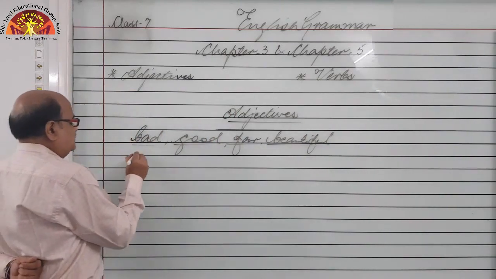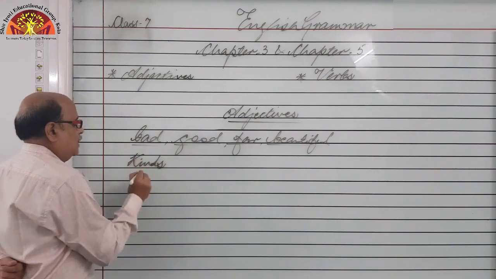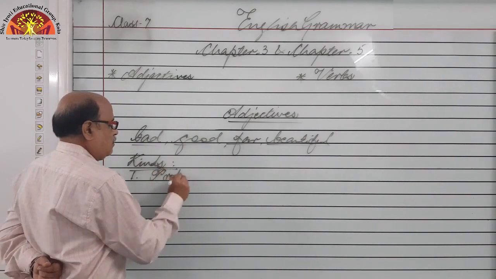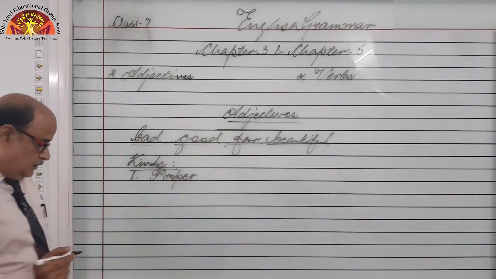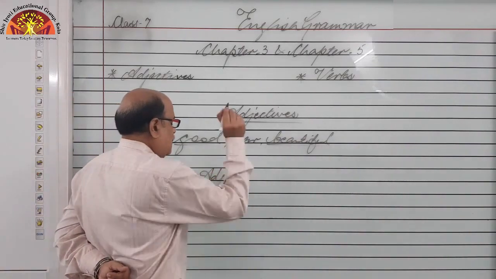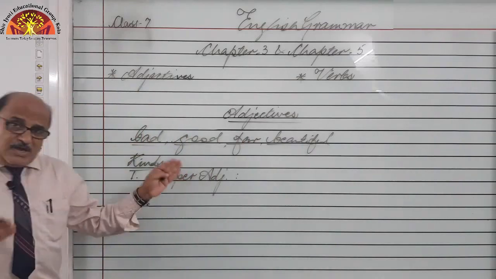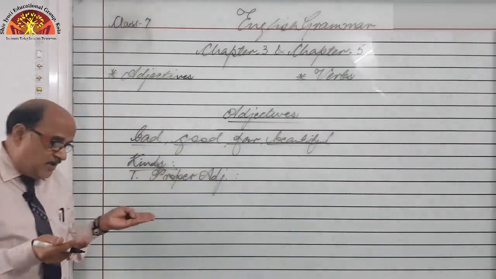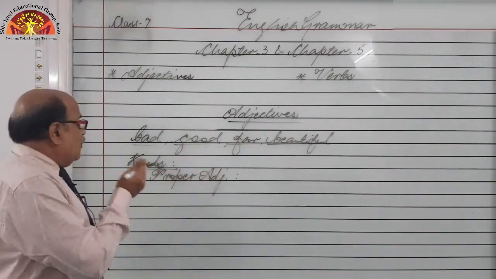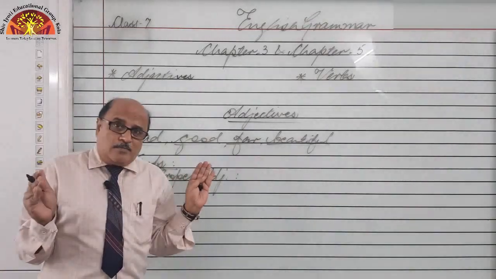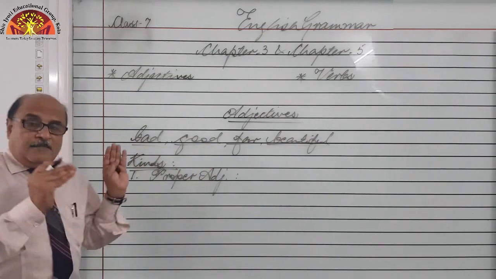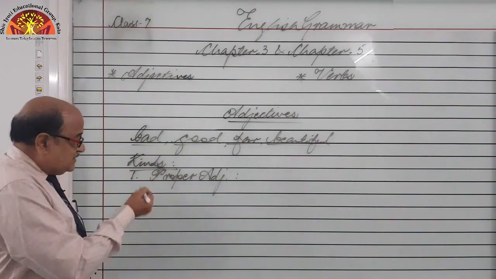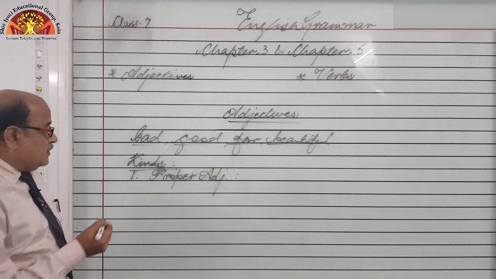Now, have a look at their kinds. Kinds of adjectives. Number 1, proper adjective, right? What are proper adjectives? All these adjectives are the derivative forms of proper nouns. Proper nouns means the names of persons, countries, places, animals. So, whenever we are using 'men', this is a common noun. But if we are using India, this is a proper noun, the name of a country, and if you say Indian, it becomes a proper adjective, right?